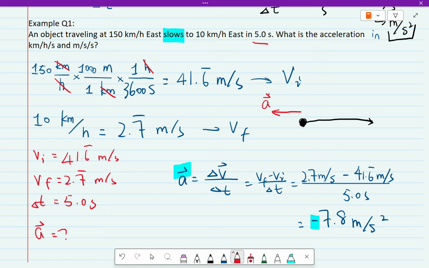And the reason behind this would be talked about later on in dynamics. It's related to force. But now you just need to know if it's a negative sign, it means that the direction of this acceleration is actually against the motion of this object.